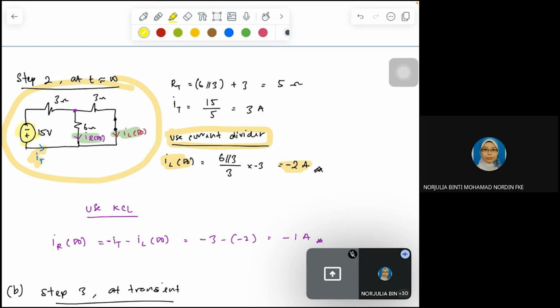Based on that, when we do the current divider, the current direction of IL and IR should be the other way around, should be the opposite, to follow the current divider law. And that's why we will have our IL infinity equal to negative 2 amps.